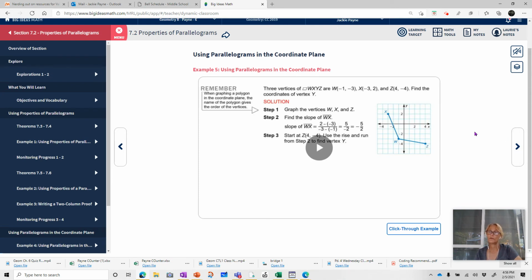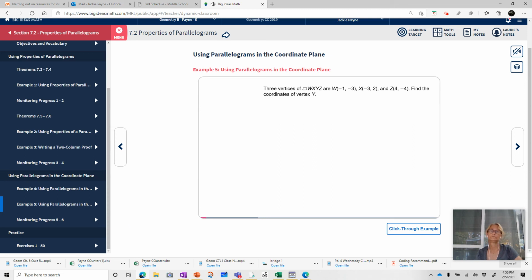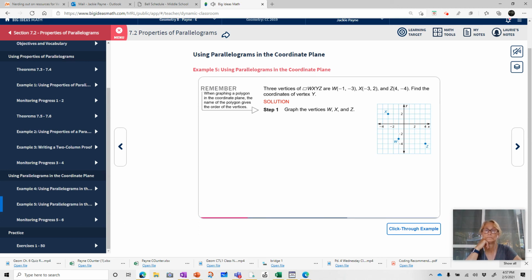A second example on the coordinate plane. Three vertices of parallelogram WXYZ are W(-1, -3), X(-3, 2), and Z(4, -4). Find the coordinates of vertex Y. Solution. Step 1. Graph the vertices W(-1, -3), X(-3, 2), and Z(4, -4). Remember, when graphing a polygon in the coordinate plane, the name of the polygon gives the order of the vertices. So, for parallelogram WXYZ, connect the vertices W and X and the vertices Z and W.